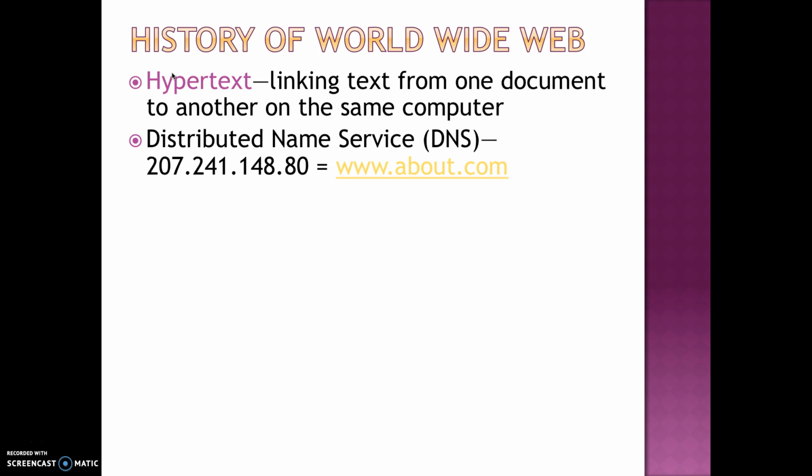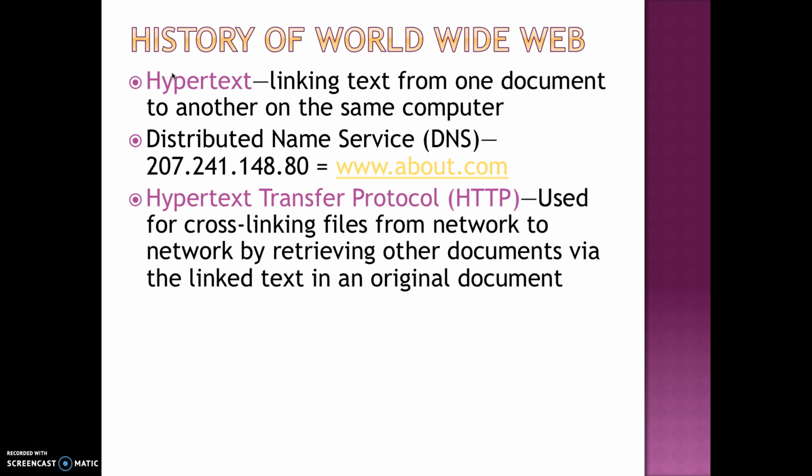After hypertext, what's called DNS, or Distributed Name Service, came, and this was created to map long numbers that specified network addresses. So you see this long number on the left, that comes out to be about.com. So that came, and this was really the second piece in the evolution of the web. Next, after DNS, was HTTP, or Hypertext Transfer Protocol. This was developed for the purpose of retrieving other documents via the linked text in an original document.